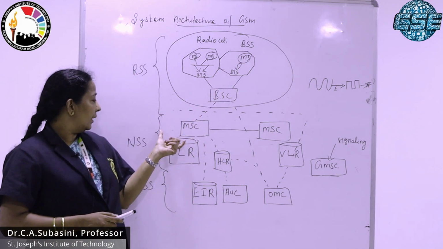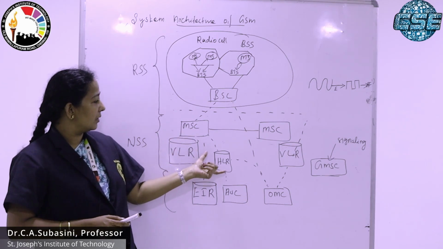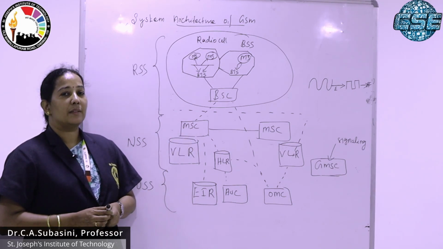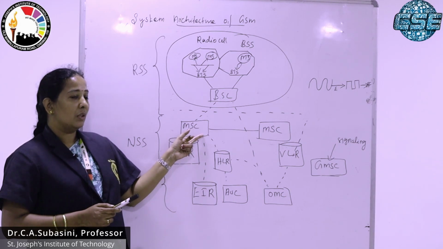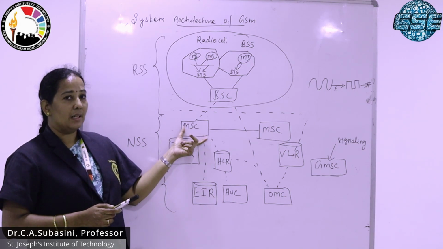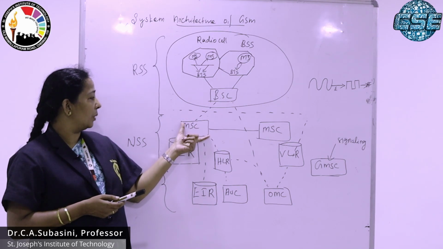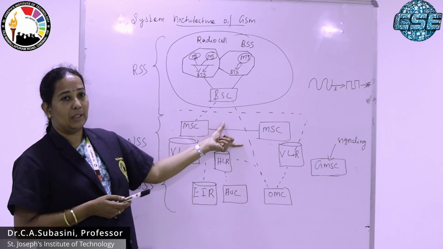Next NSS. In NSS we have MSC, VLR, HLR, and GMSC. First, MSC. MSC is the mobile switching center. It is a part of GSM. In this MSC, all the subscriber billing is provided for every mobile network.